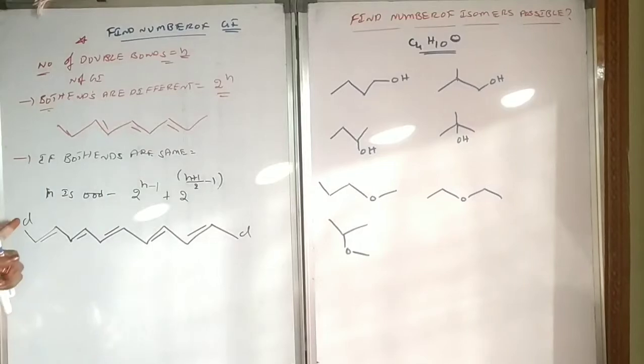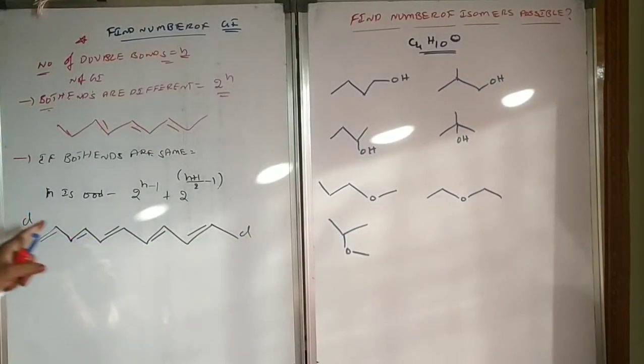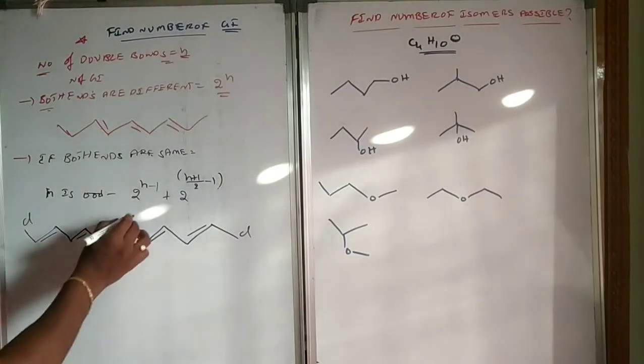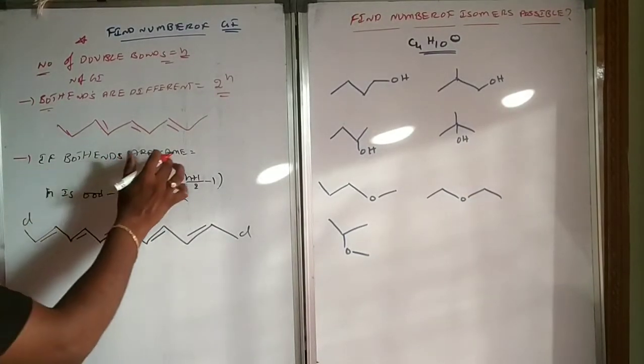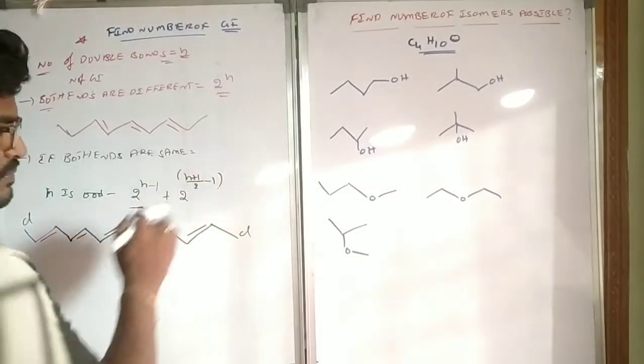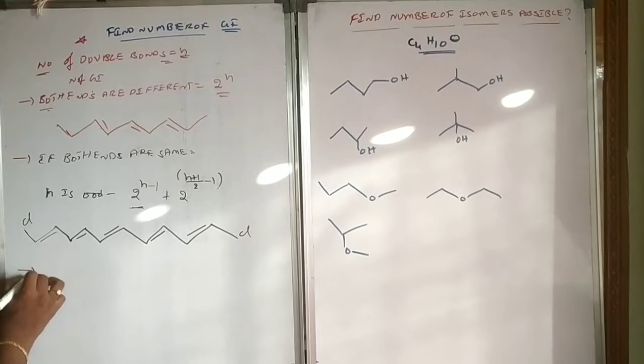Now you see, both ends are the same. Here it has a chloro group, here it has chloro. 1, 2, 3, 4, 5 are there. Then you have to use the formula. If both ends are same and n is odd, then 2 power n minus 1 plus 2 power n plus 1 by 2 minus 1 will come.